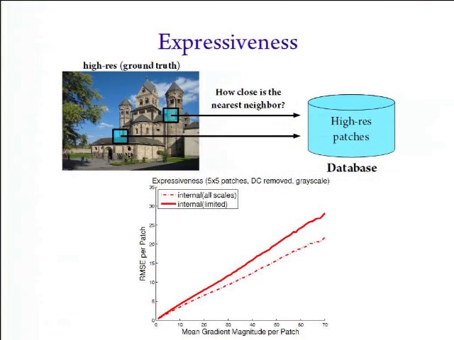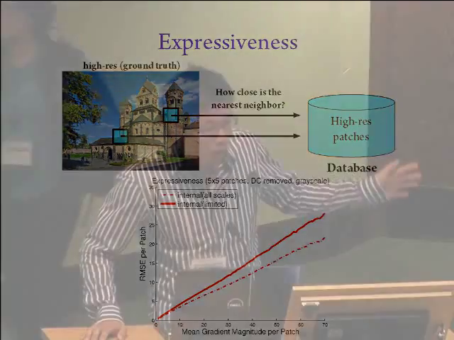So these two curves are from the internal database. The y-axis is the error, so lower is better. The x-axis is the mean gradient magnitude. So on the left, you have smooth ones. On the right, you have sharp edges, and maybe in the middle, these are textures. So it's no surprise that internal all scales is a lower curve.